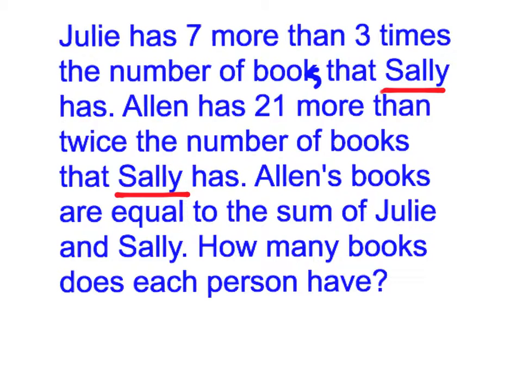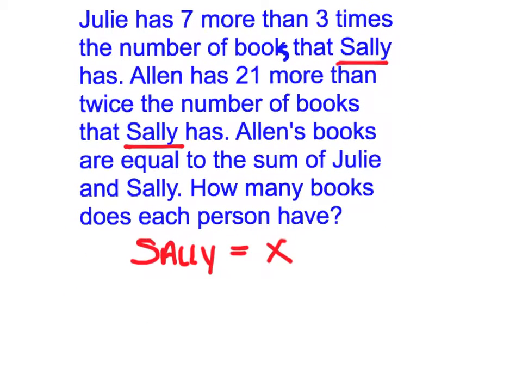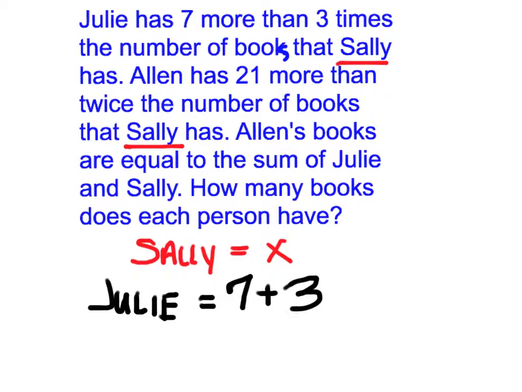Do we know anything about Sally? No, so we can let Sally be x. Then we can go back through and feed these in here. We'll start with Julie. Julie has what? 7 more than 3 times Sally. So how do I represent 7 more than 3 times Sally? 7 plus 3x is right, or 3x plus 7. Now we'll move on to Alan.